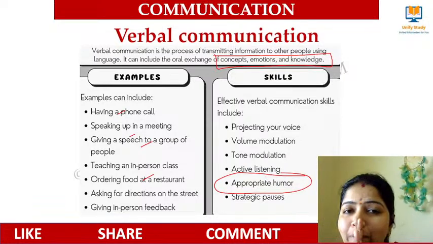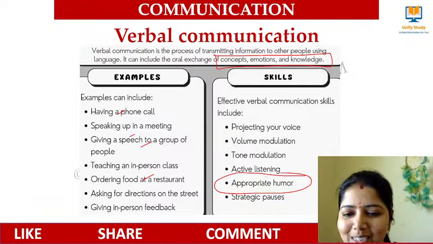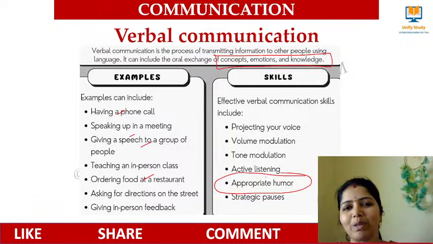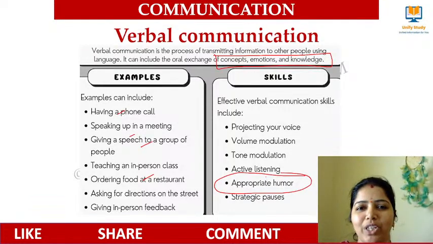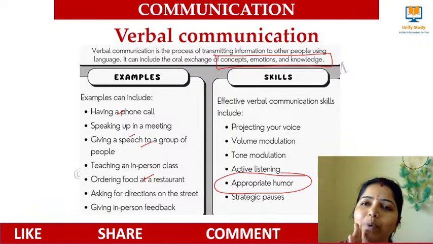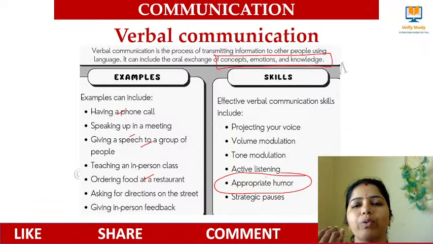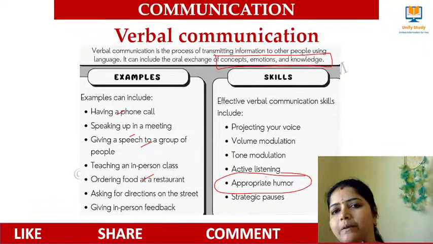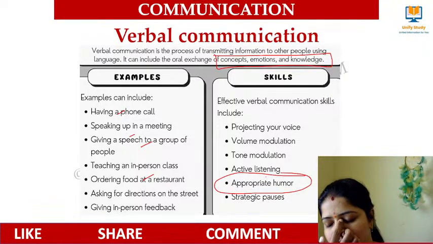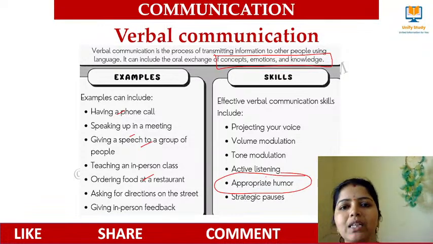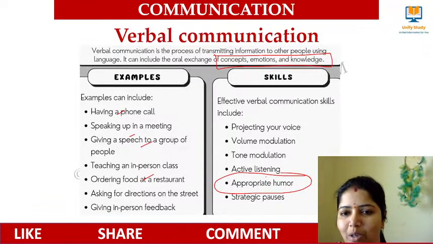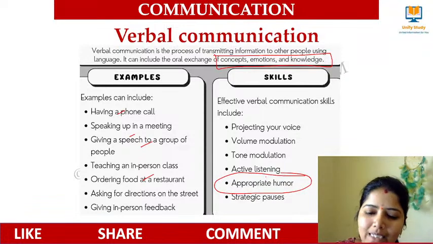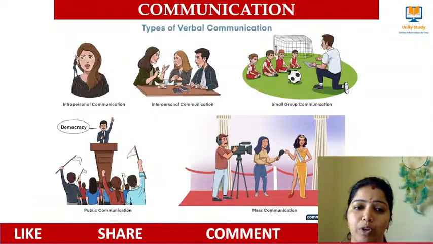Then strategic pauses. Somewhere I will stop. Tell me what it is. Tell me. I'll keep silent. That's a strategic pause. So these are all the effective ways we use to make our verbal communication effective. We'll be getting questions in this topic on what are the effective ways of doing verbal communication, and you'll be getting questions from the examples. These kinds of things can be asked in verbal communication. Clear?